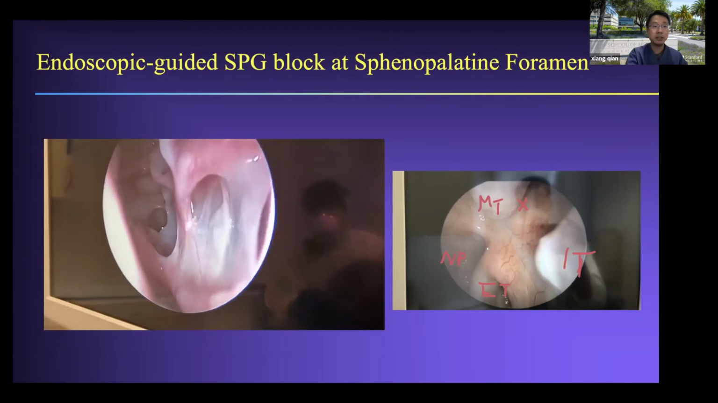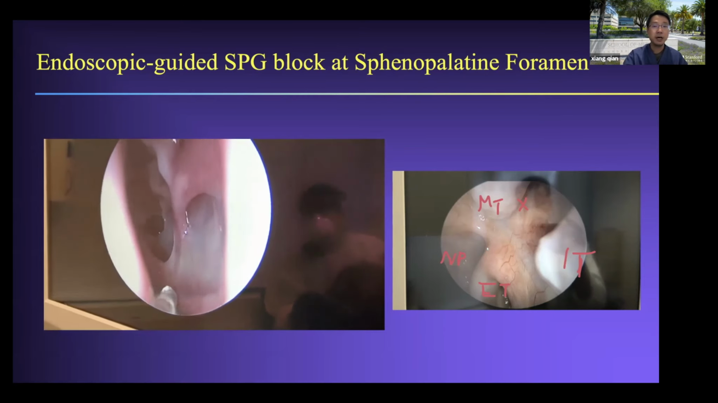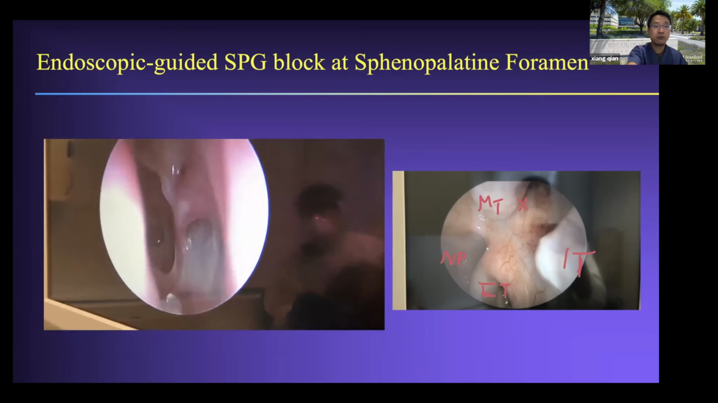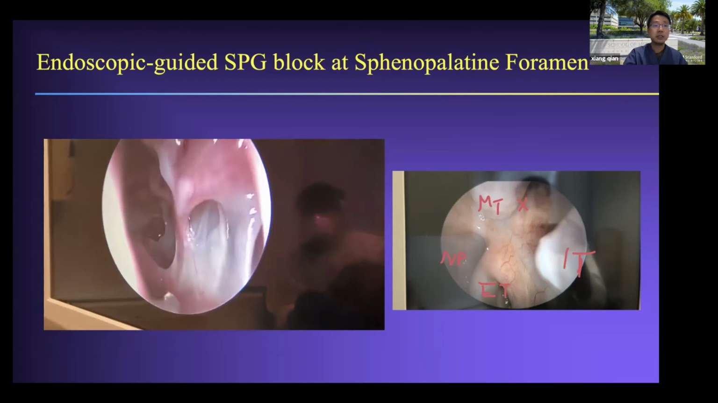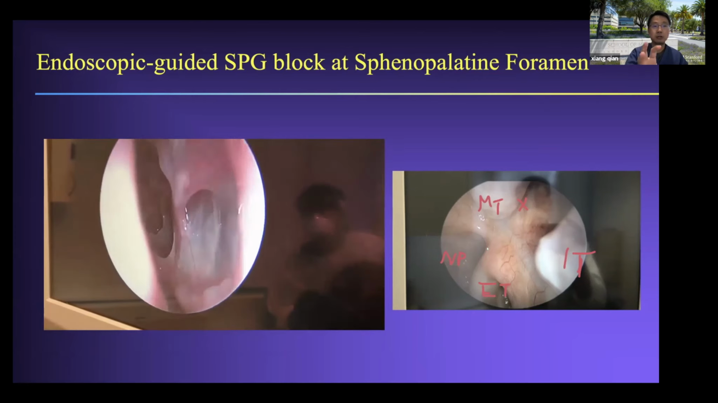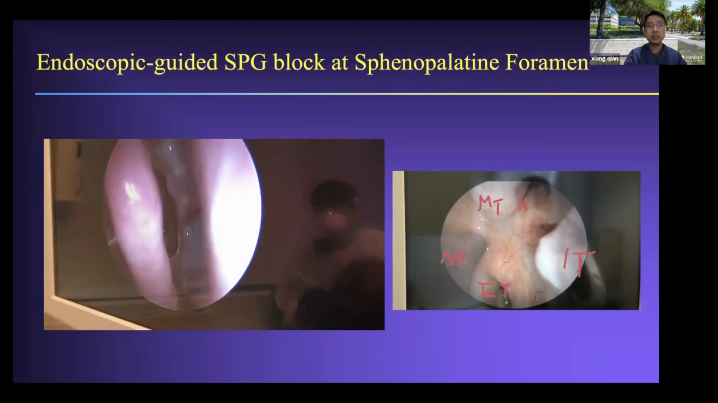So now I'm on the correct side of the turbinate, and then you go in and you see where the sphenopalatine foramen is, and then you spread the local anesthetic right there. You can see this is very, very precise, and patients do consistently better after this block.